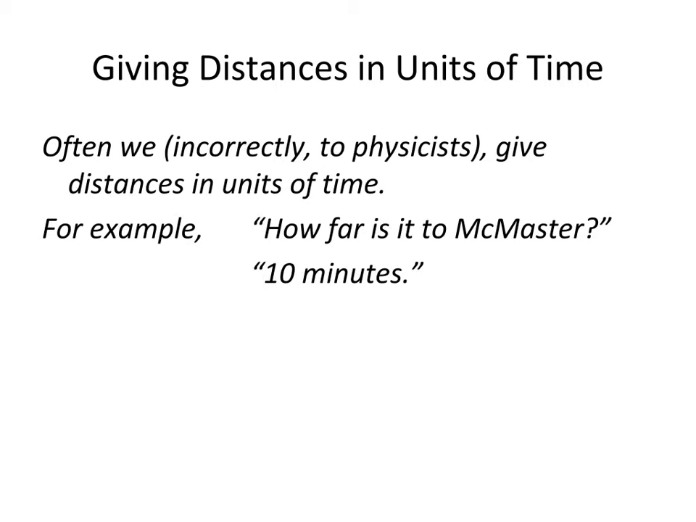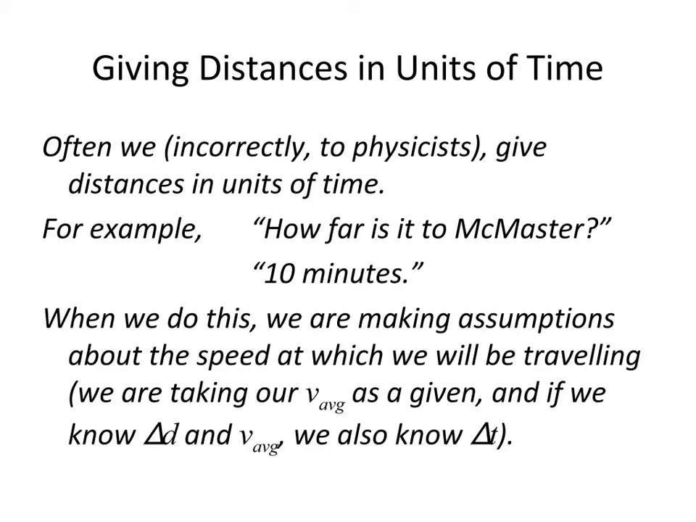Sometimes we give distances using units of time, which is incorrect as far as physicists are concerned, but is something that happens in conversation between people quite often. For example, how far is McMaster? 10 minutes, we might say. We're describing the distance using the time that it would take us to get there. We're making some assumptions there. We're assuming that we're traveling at the speed that we would normally have traveling in a motor vehicle. 10 minutes to McMaster. If we walked everywhere, then we would describe it differently.